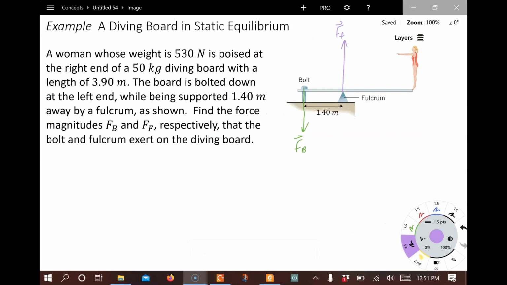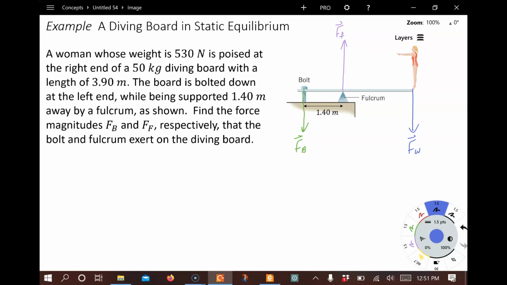And finally, the woman is pushing down there on the diving board due to a direct push force, which is equal to her own weight. So we've got here the force of the woman pushing down on the board. Now we've got all the contact forces, nothing else touching the board.